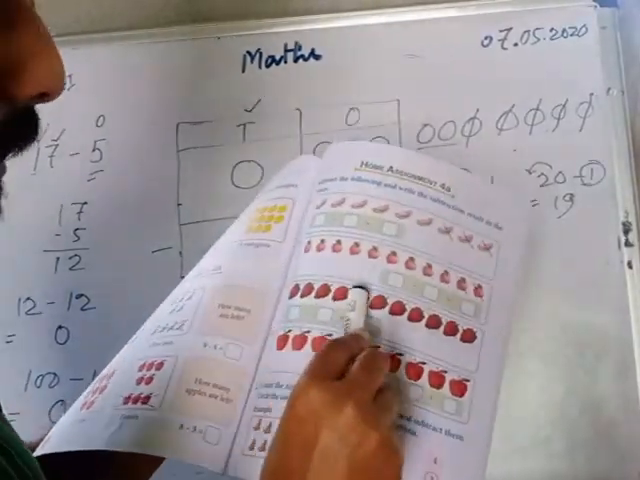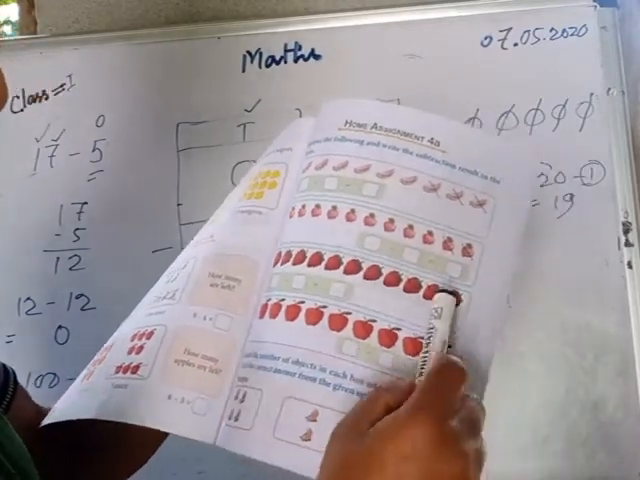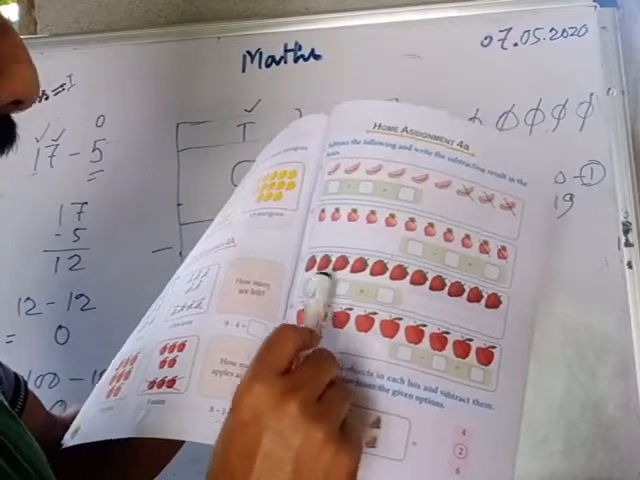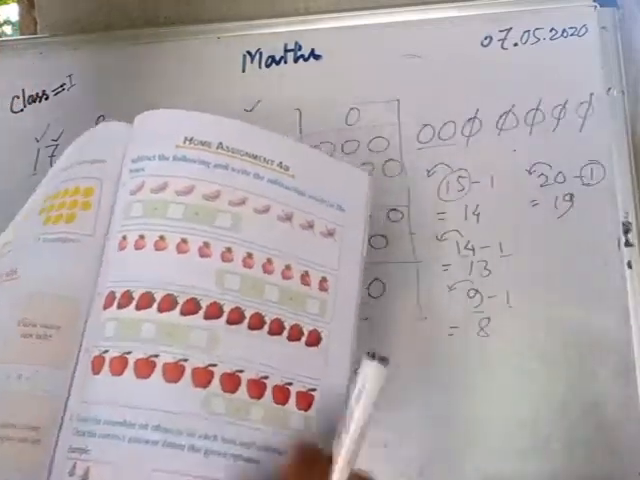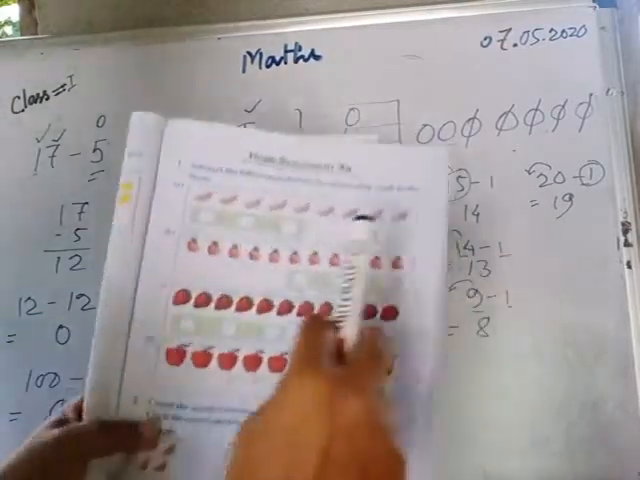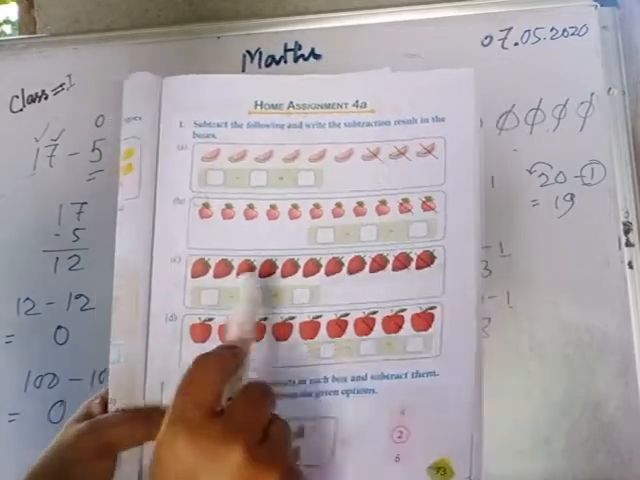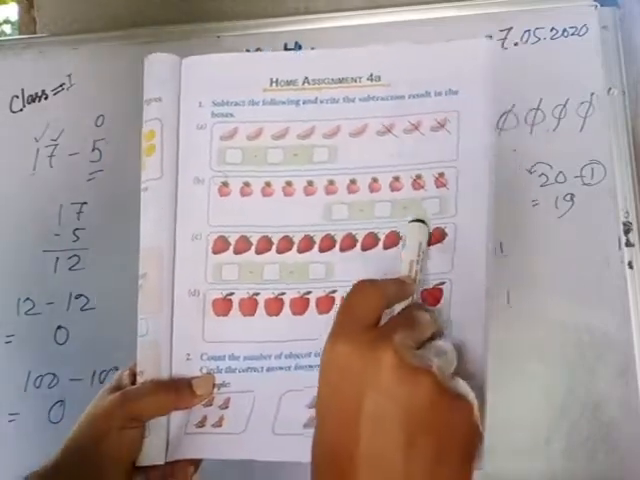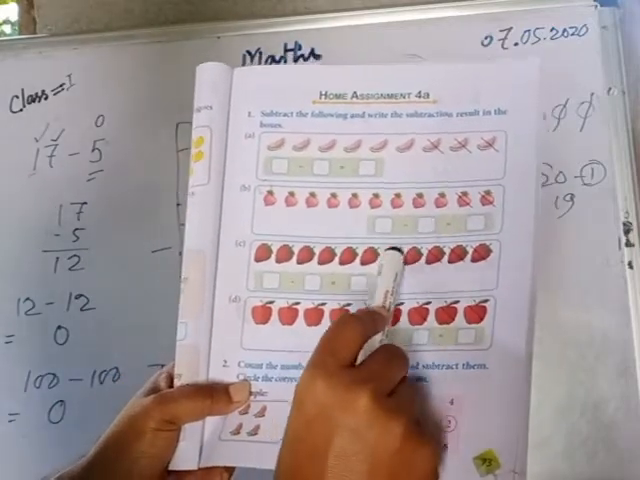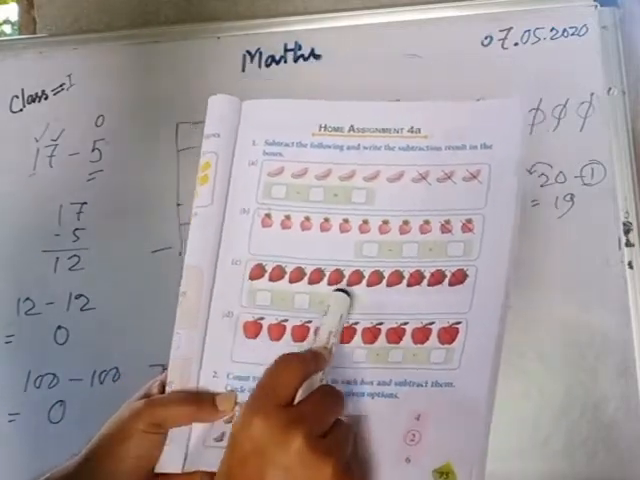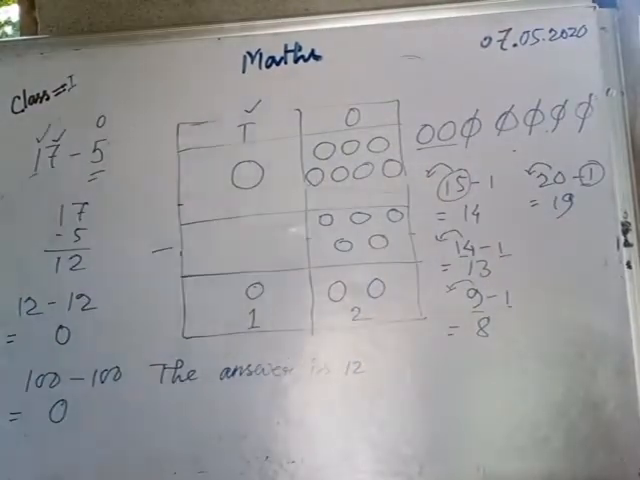Follow it very carefully. 1, 2, 3, 4, 5, 6, 7, 8, 9, 10, 11. So we should write here at first 11. Subtract 3 lychees. So we should write here 3. How many left? 1, 2, 3, 4, 5, 6, 7, 8 left. So we should write here 8. Okay, we should do it like this.